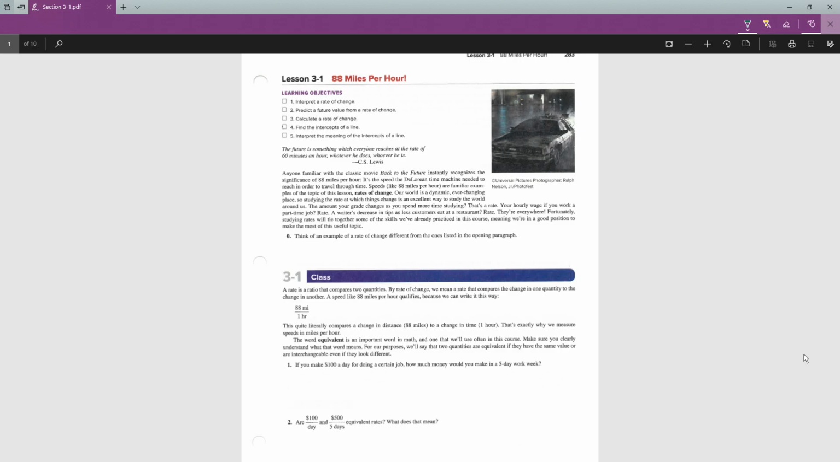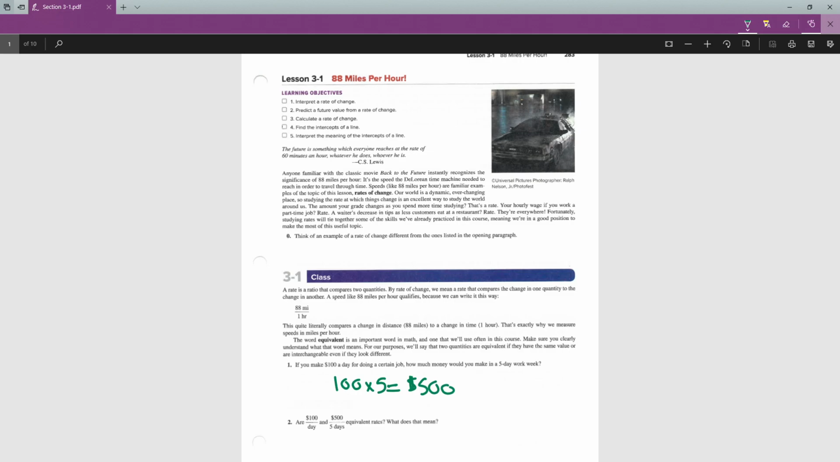So number 1 says if you made $100 a day for doing a certain job, how much money would you make in a 5-day work week? What do you need to do to solve this problem? We know that we're making $100 per day. How many days are we working for? We're working for 5, so we multiply by 5. What is 100 times 5? $500. Don't forget your label of the dollar sign.